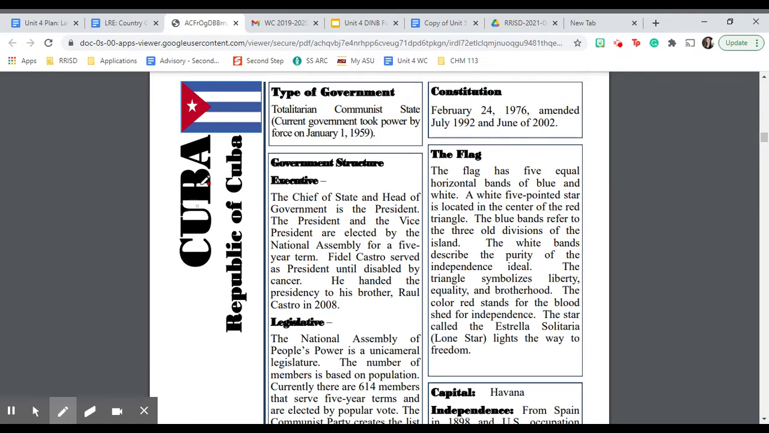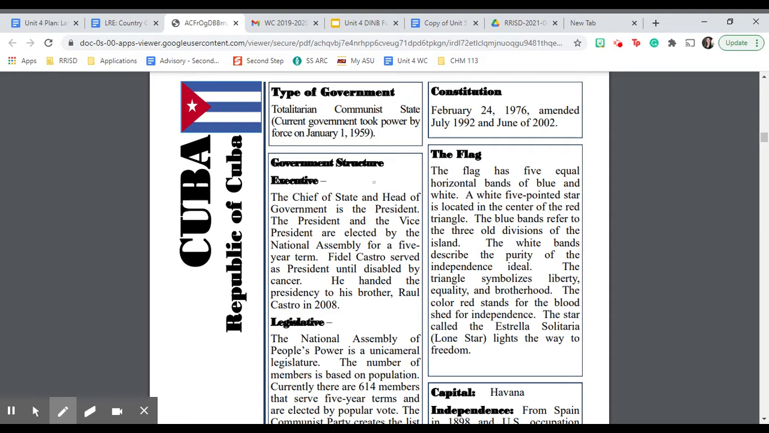The name is listed right here. We see a picture of their flag. We've talked about Cuba in the past when we talked about government. And so let's go ahead and get started. You're going to be filling in your notes inside of your DINB. I think it's going to be slide 6 or 7 in your digital interactive notebook. You're going to be filling in all those type boxes with what I highlight or underline here in red.